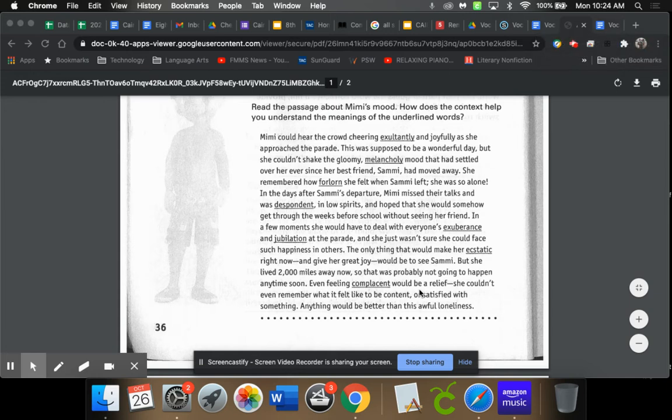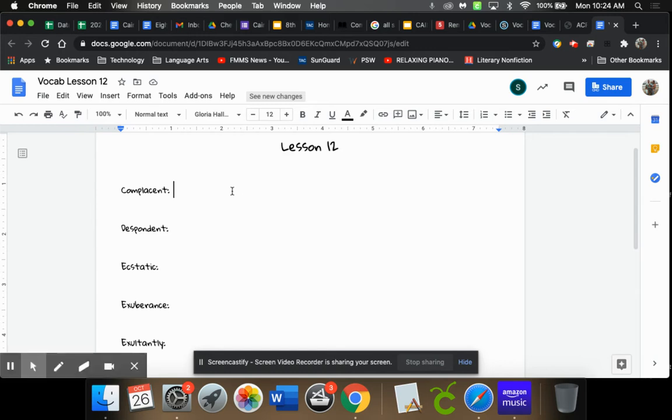Well, complacent, and then the context clues say she couldn't even remember what it felt like to be content or satisfied with something. So what do you think complacent means? That's right there. Context clues. It says right there. Content or satisfied, yeah. Complacent means content. Okay, let me zoom in for a second. Or satisfied with something. I'll zoom in so that we can see it.